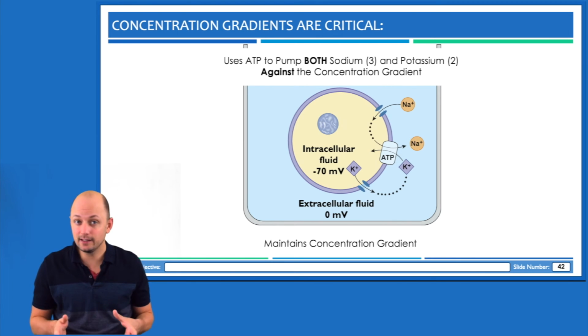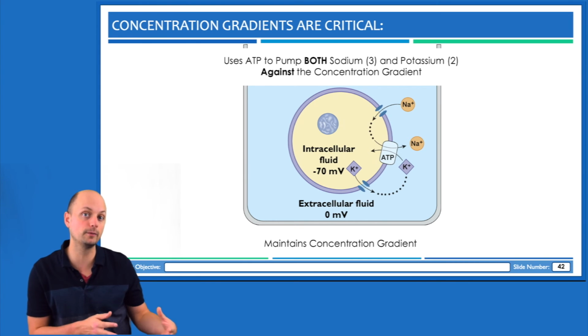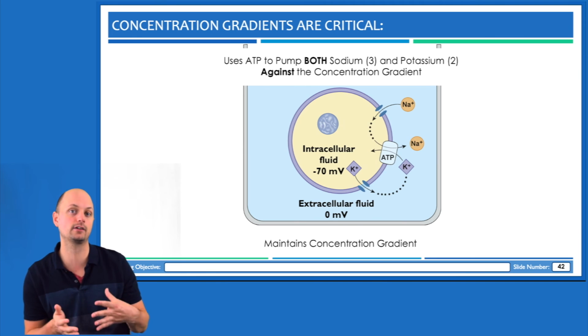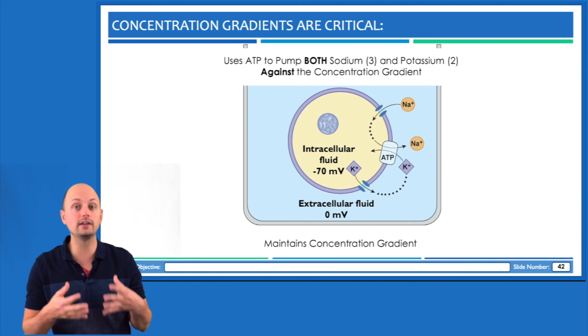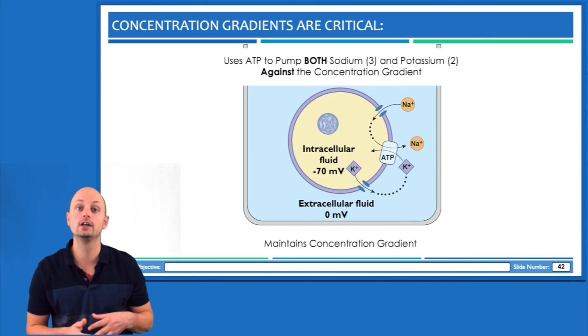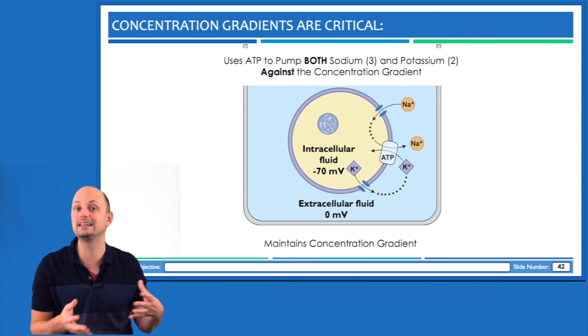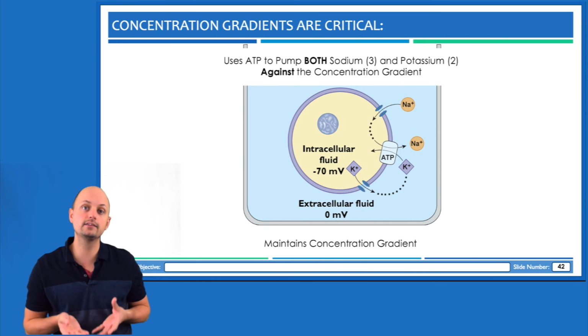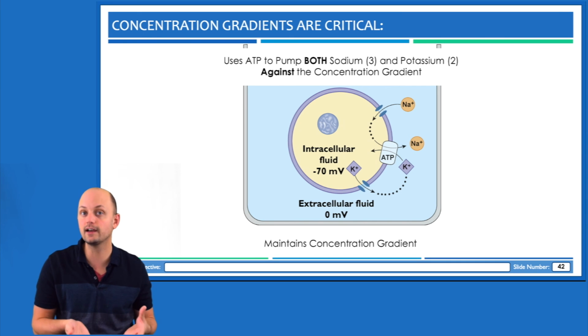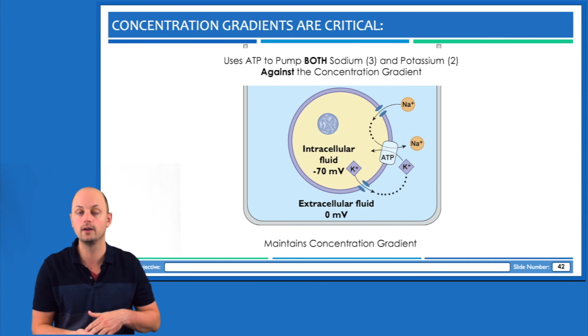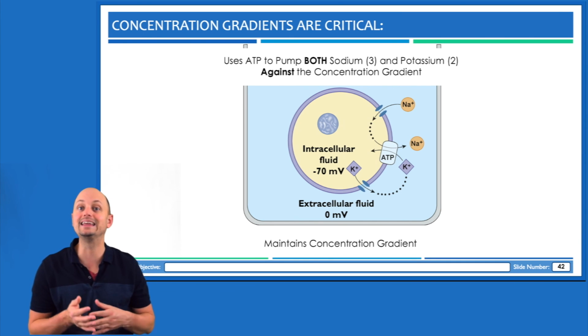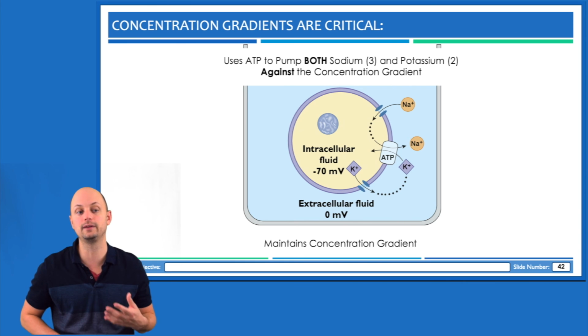The ATP that the sodium-potassium pump consumes allows it to pump both sodium and potassium against their concentration gradients. 3 sodium ions get pumped out, 2 potassium ions get pumped into the cell, and this guarantees that the concentration of sodium inside the cell is always going to be kept low, and the concentration of potassium inside the cell is always going to be kept high.